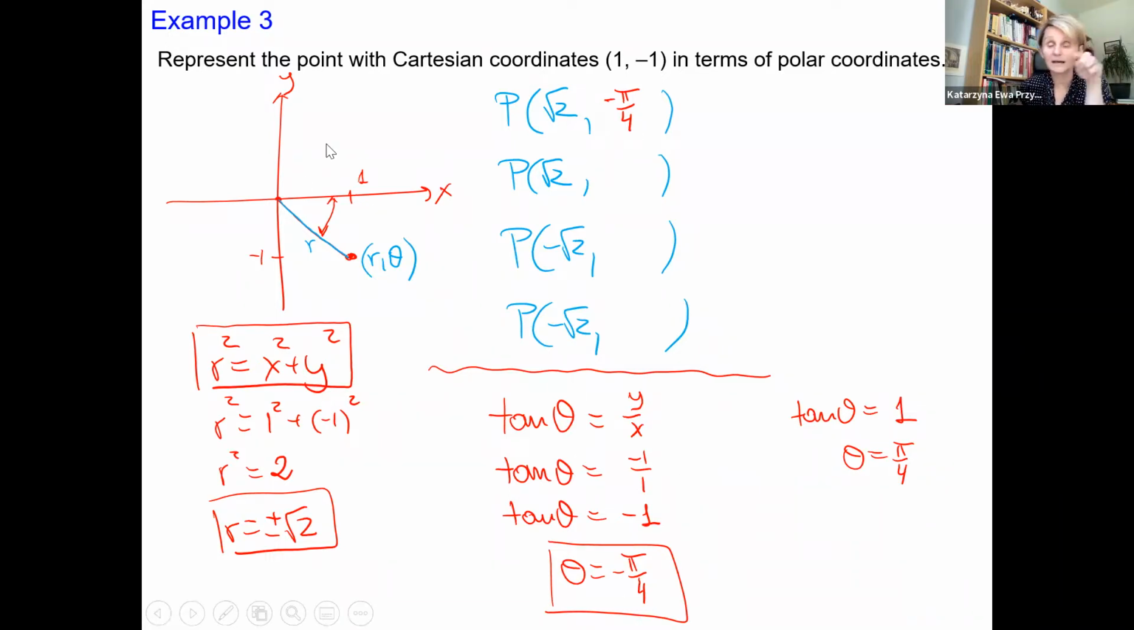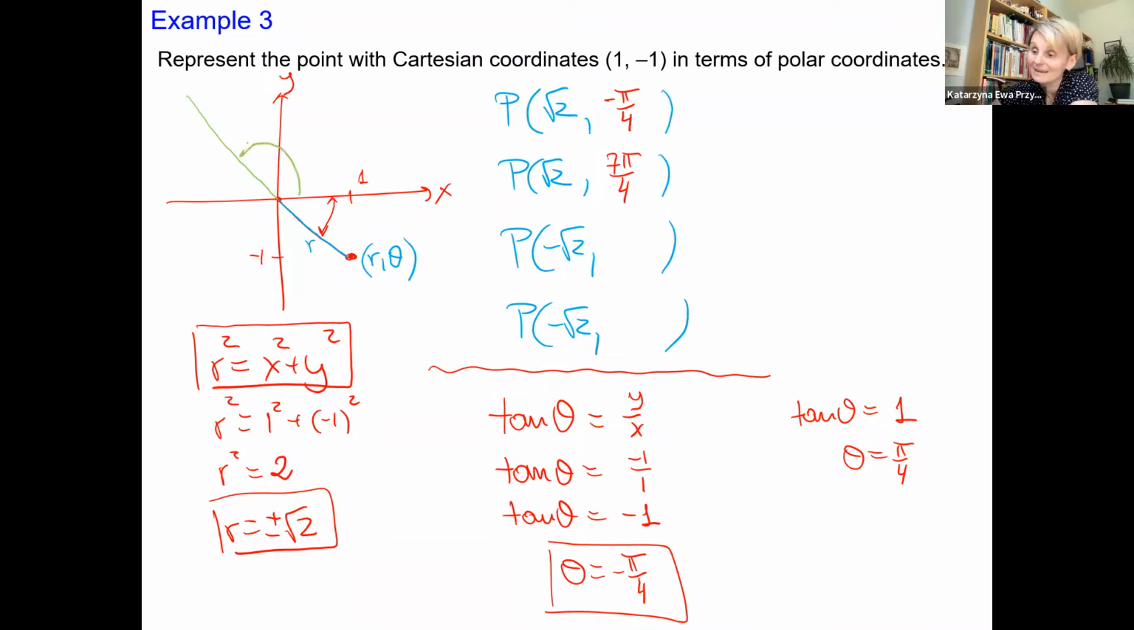But now let's say I would like to use the positive notation. I would like to indicate this angle using positive 7 pi/4, and it's still the same quadrant because nothing is specified here. What about if I use negative r? Then I will need to add pi to that angle.